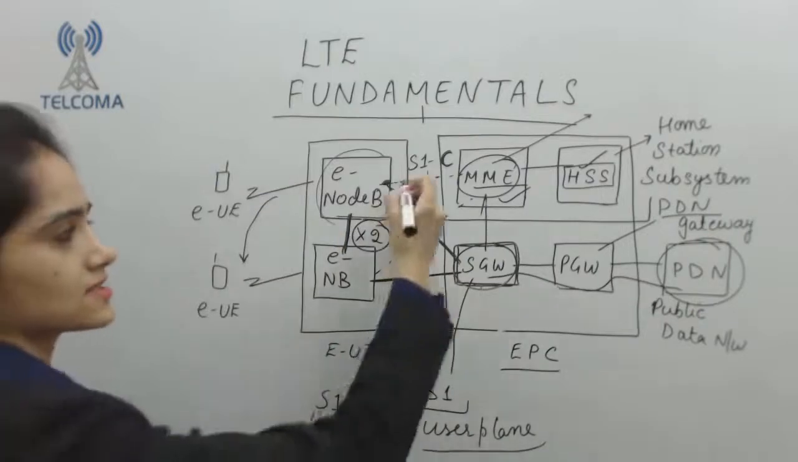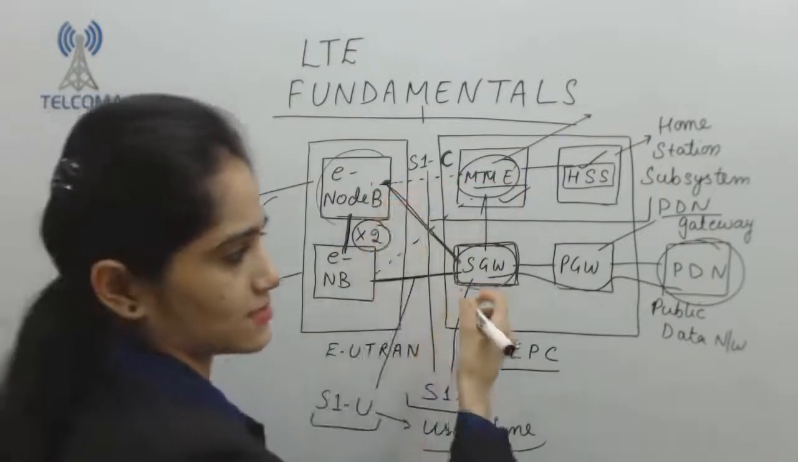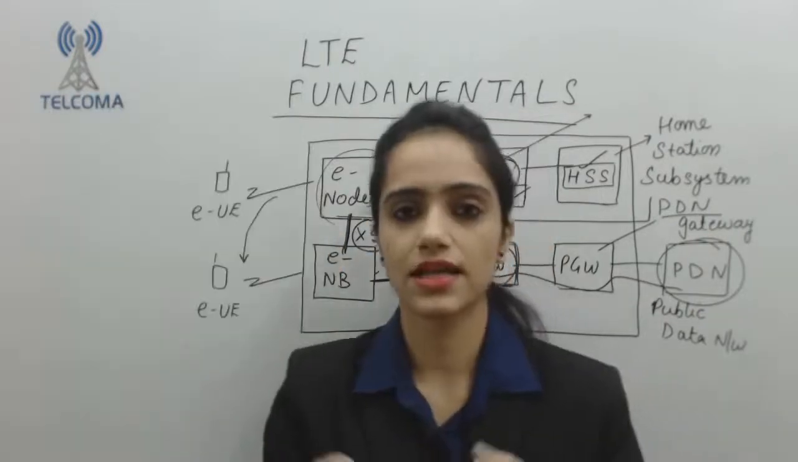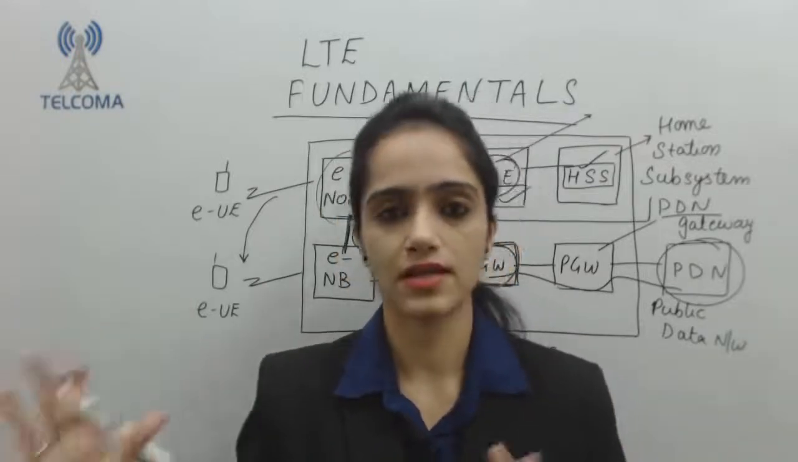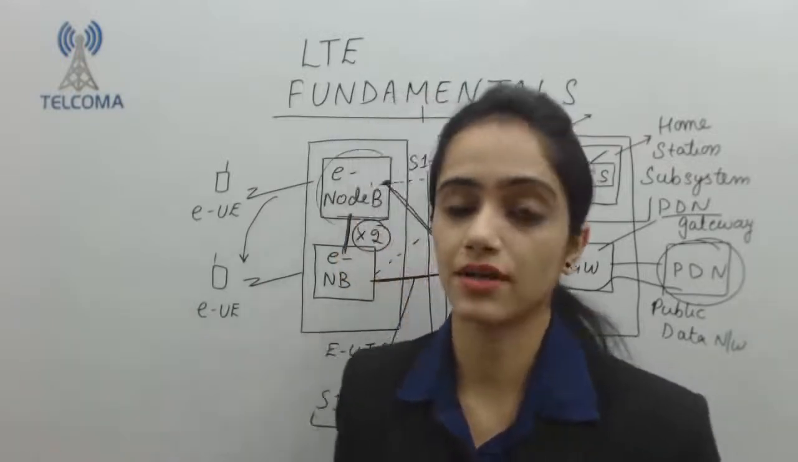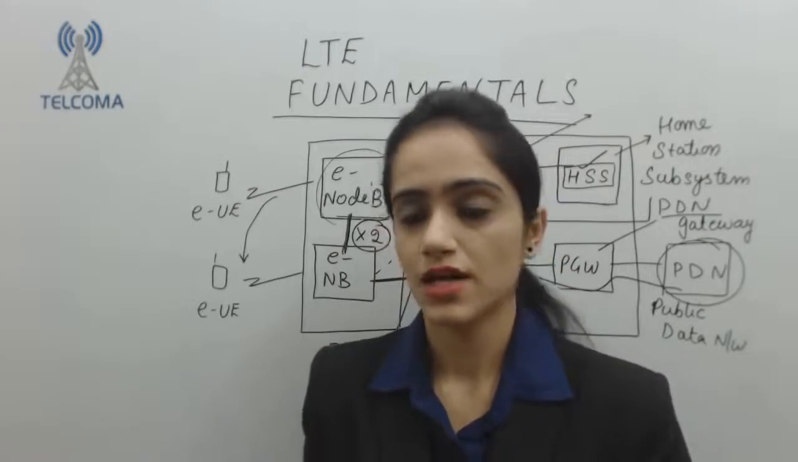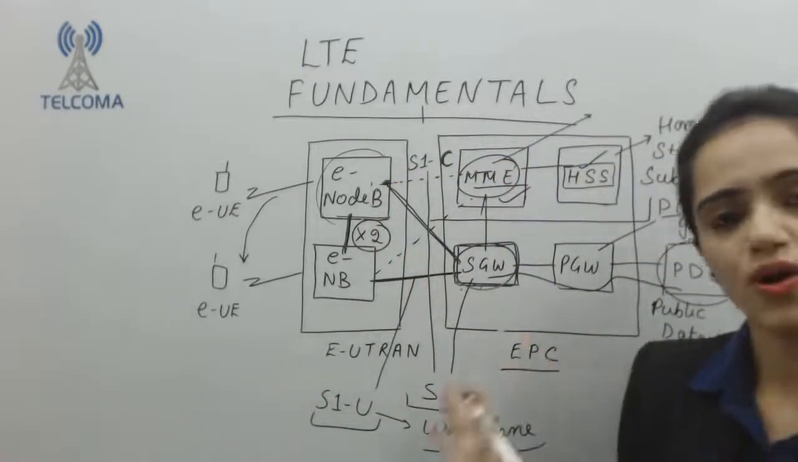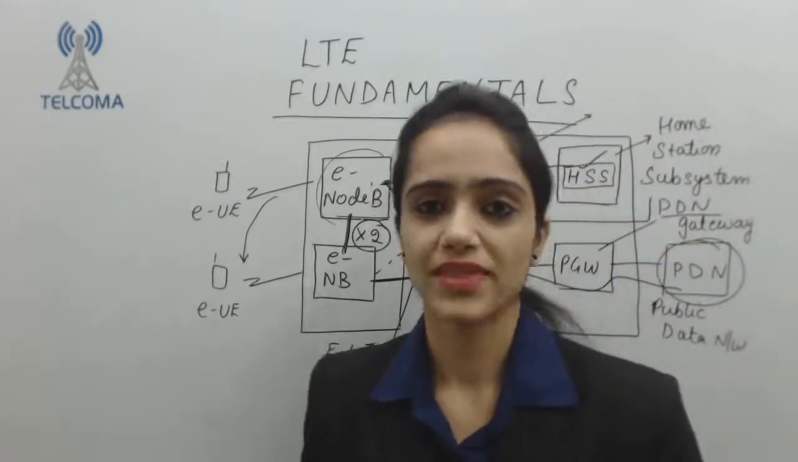So simultaneously signaling and simultaneously data transmission is there in 4G networks. That means simple architecture and faster handover, which is the requirement of my 4G networks. So this is the basic architecture of LTE 4G that we have discussed.